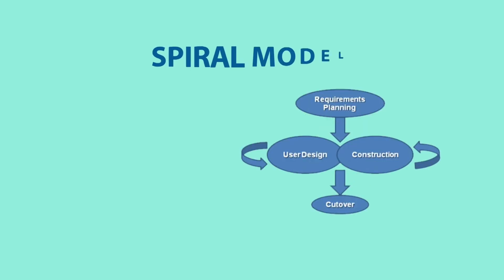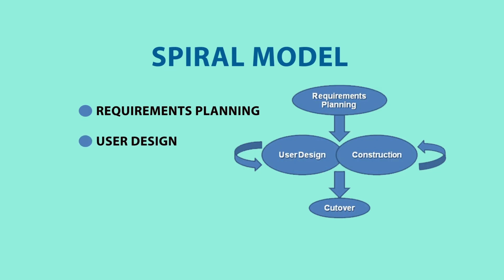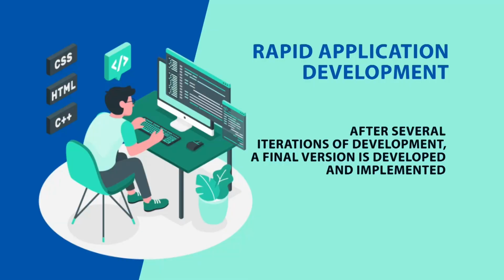So, you can see over here, it is cut short with only 4 stages: requirements planning, user design, construction and cutover. So, instead of 6 to 7 phases in the software development life cycle or the waterfall model, it is cut short with only 4 particular stages.